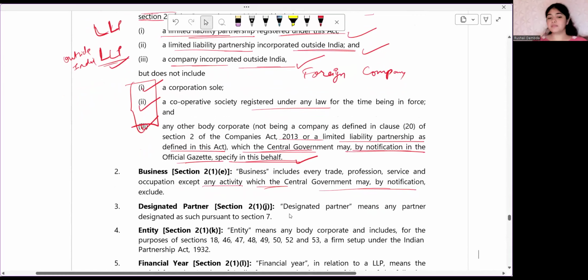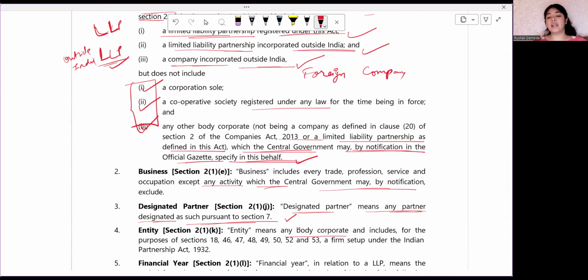Designated partner. Designated partner means any partner designated as such pursuant to section 7. We'll be seeing section number 7. Any partner which has been given the designation of being the partner of that LLP will be your designated partner.